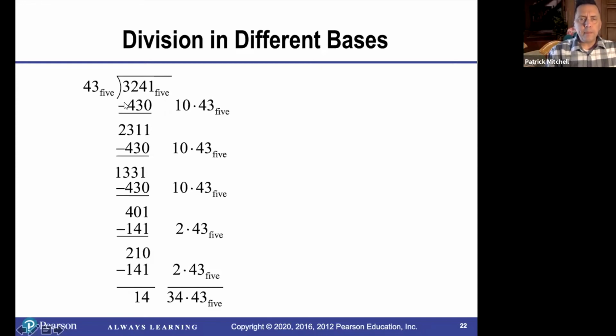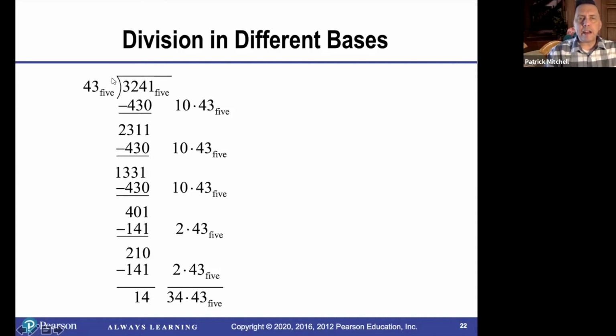That's a little easier. So if I multiply 43 times 10, I get 430. So we so far have one group of 10. 3241 minus 430 in base 5 gives you 2311. At any point, if you need another minute to think about any of this, go ahead and pause the video and try to convince yourself. When I do the standard algorithm on the tablet, it also might become a little more clear.